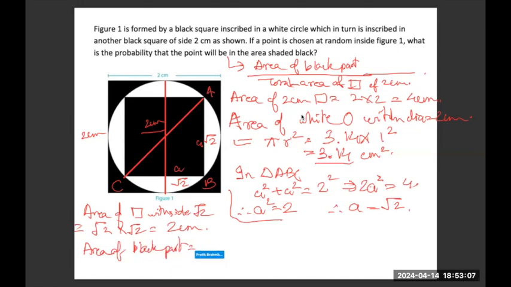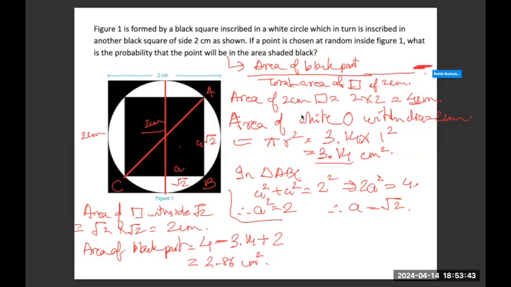will be equal to area of the bigger square, which is 4 centimeter square, minus area of the white part. Area of the white circle is 3.14 plus area of the black square, which is 2 centimeter. This will be equal to 2.86 centimeter square. Now I have to find the probability.